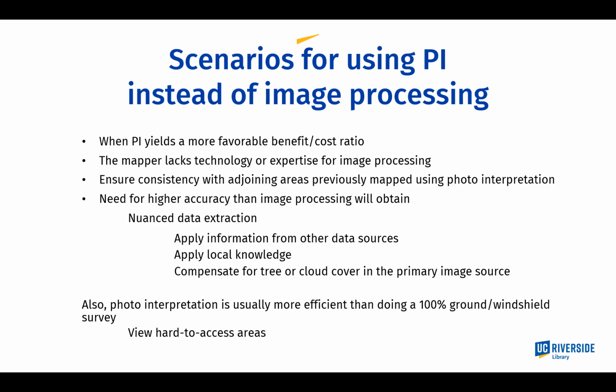If you need higher accuracy, then photo interpretation will get you that. And the reason people doing photo interpretation can be more accurate is because we have a brain and we can do nuanced data extraction. For instance, we can apply information that we get from other data sources, apply local knowledge that we've learned. Maybe if we have different sources or additional sources, we can compensate sometimes for tree cover or cloud cover in the primary image source.